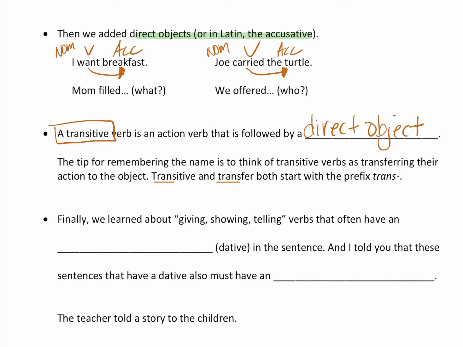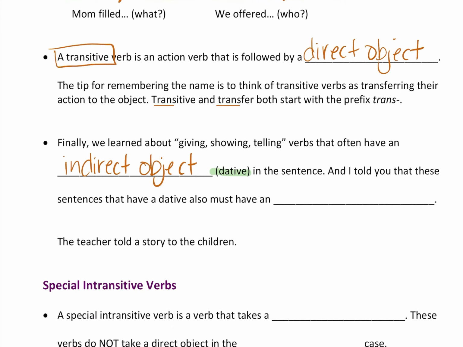Now, finally, we learned about giving, showing, telling verbs that often have an indirect object. Of course, in Latin, we call that the dative. And I told you that sentences that have a dative must also have an accusative. So remember I told you narro, I tell, demonstro, I show, do, I give. All of those, you're going to look for indirect objects. You're going to look for the dative. They will likely have them.